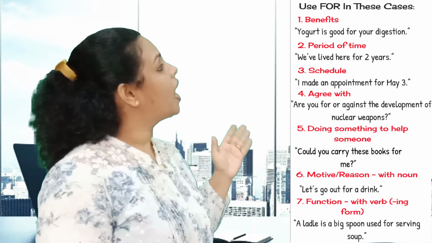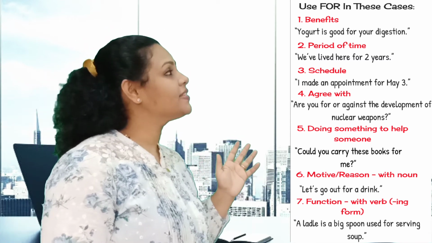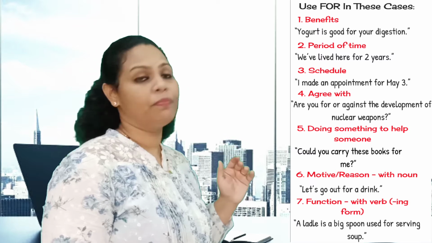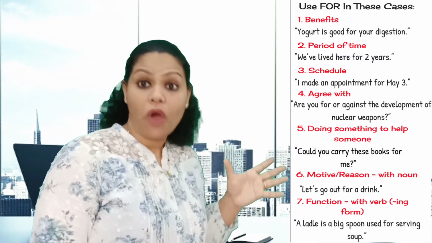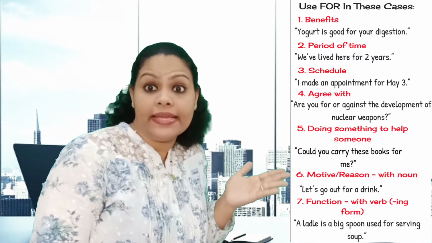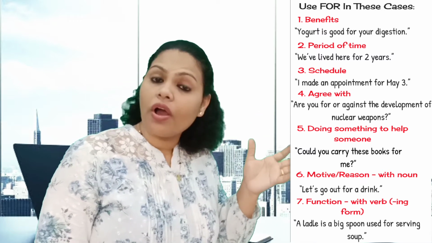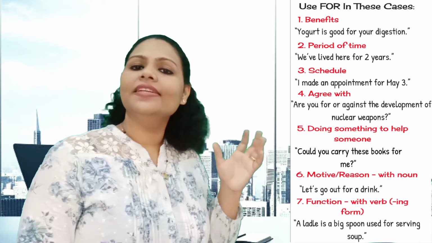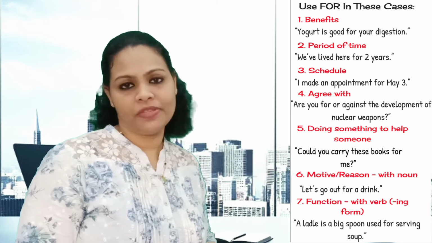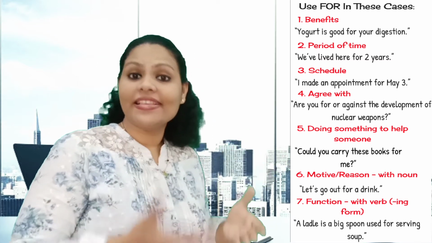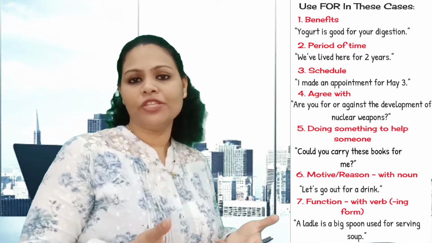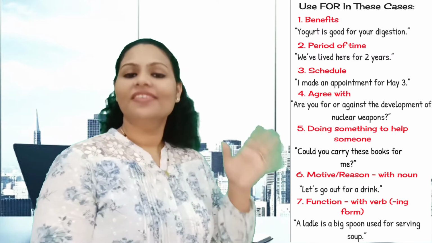For example, are you for or against the development of nuclear weapons? Are you for? Agree. They are asking about your acceptance. For or against the development of nuclear weapons. While you have to express the acceptance, you agree with particular things, then you can use for.